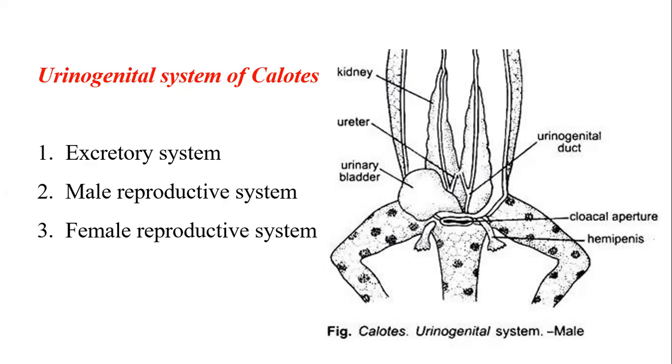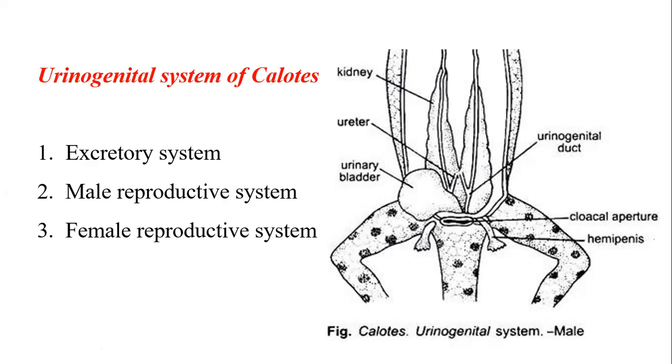But in case of male, the ureters join with the vas deferens of the reproductive system. This is a diagram of the male urinogenital system. In this diagram it is shown that the ureter is united with the vas deferens and combinedly forms a urinogenital duct, and this urinogenital duct then opens into the cloaca.